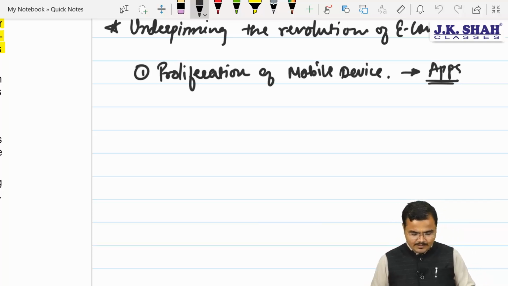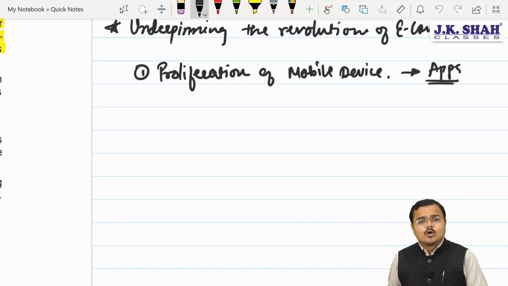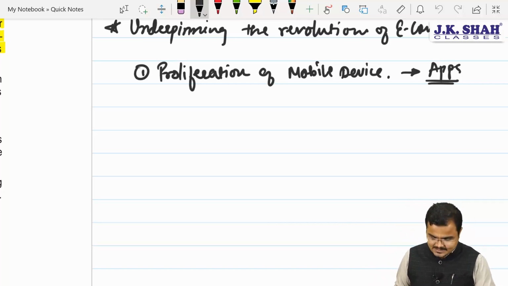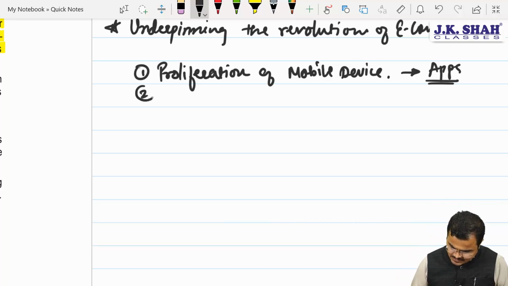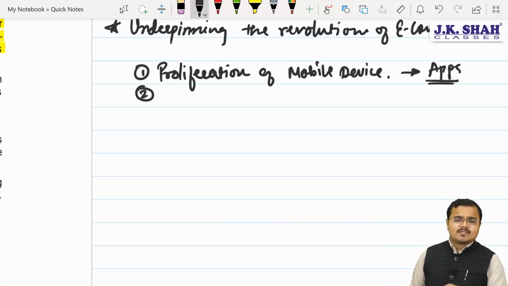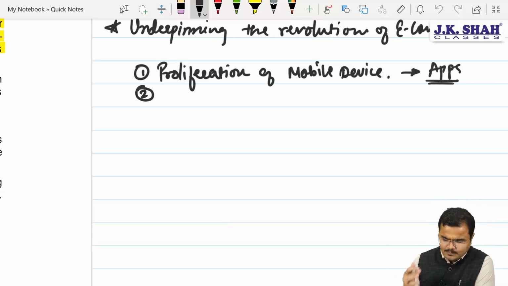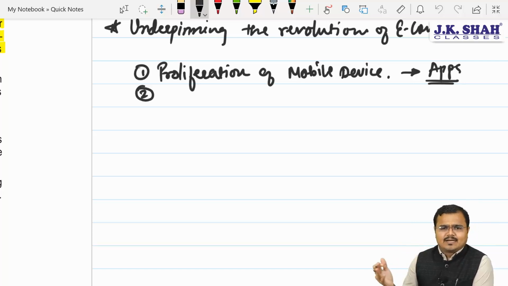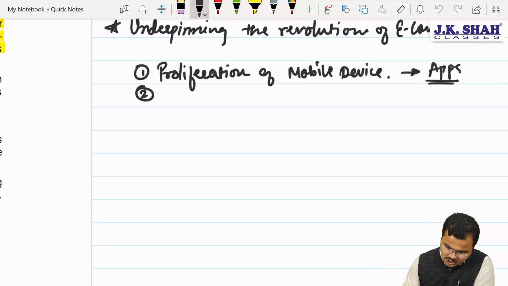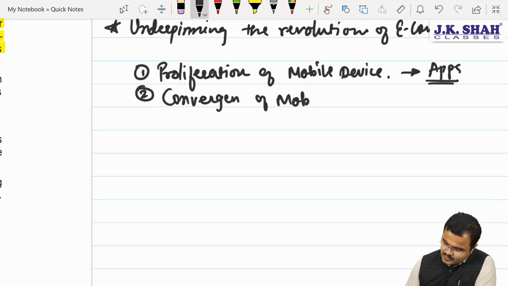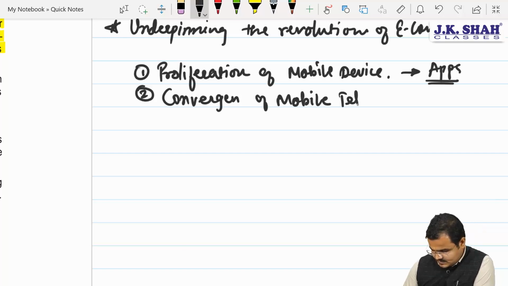So the first one, what is it, sir? It's the proliferation of mobile devices. Second one, chartered, it is the convergence of mobile telecom networks. Nowadays, people, internet speed has increased. We are already testing 5G, soon it will be launched. So write it down, people, the same thing: convergence of mobile telecommunication.